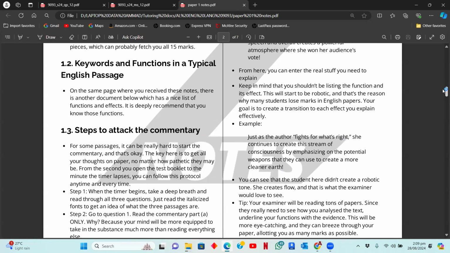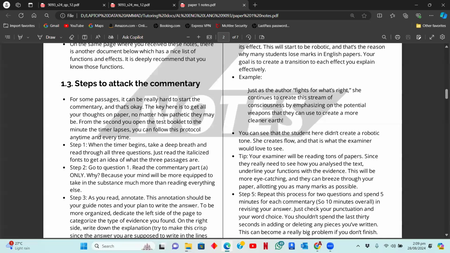And this is another example. Just as the author fights for what's right, she continues to create this stream of consciousness by emphasizing the potential weapons that they can use to create a cleaner earth. Again, this is another example of it. Do not create a very robotic tone. Give it a human touch. You're analyzing it, but at the same time, you're yourself a writer who's trying to understand these different pieces of writing and giving your commentary on it.